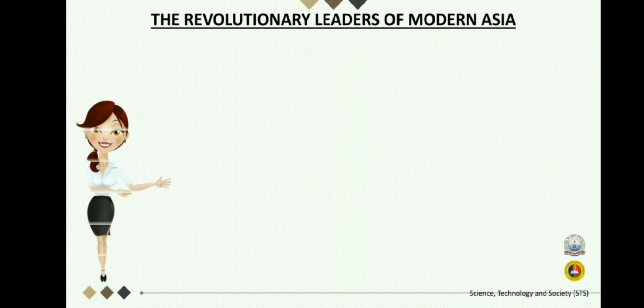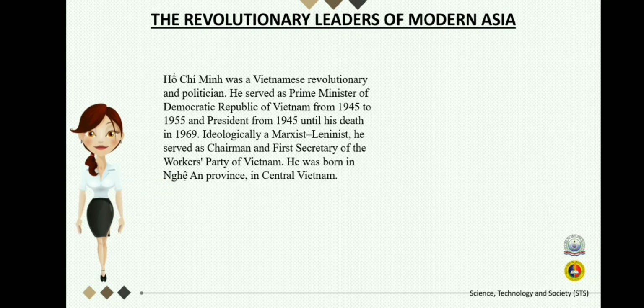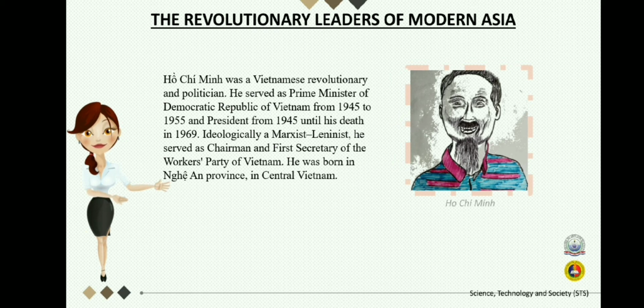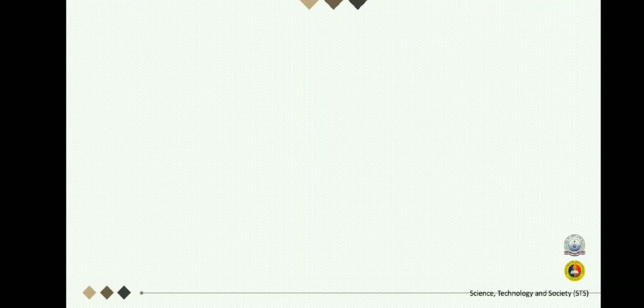Next is Ho Chi Minh, who was a Vietnamese revolutionary and politician. He served as Prime Minister of the Democratic Republic of Vietnam from 1945 to 1955 and President from 1945 until his death in 1969. Ideologically a Marxist-Leninist, he served as Chairman and First Secretary of the Workers' Party of Vietnam. He was born in Nghe An Province in central Vietnam. This is the illustration of Ho Chi Minh.